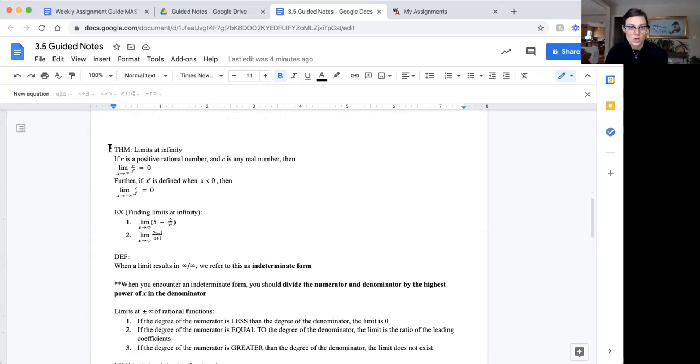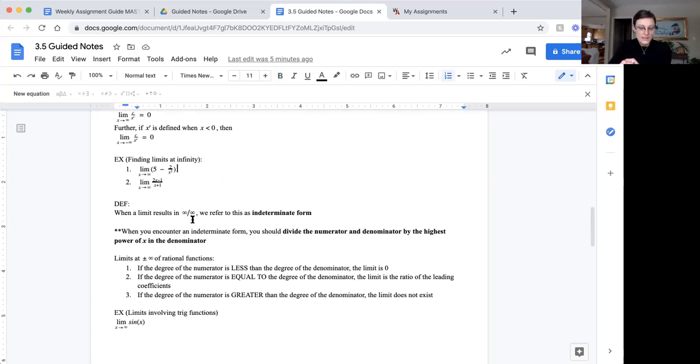So here's a quick little theorem. Something that I'm sure you will all be glad to hear is that limits at infinity have a lot of shortcuts. And so once you are familiar with them by doing a lot of limits, you'll be able to crank these out. So this tells us if r is a positive rational number and c is any real number, then the limit as x approaches infinity of c over x to the r is equal to 0 all the time, every time, no matter what. And the same thing goes for limits that approach negative infinity. The limit also is equal to 0, always, no matter what.